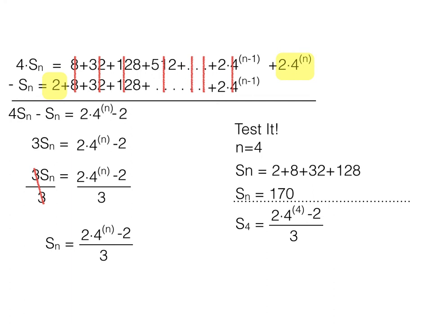So s sub 4, according to our formula, should be 2 times 4 to the 4th power minus 2, all divided by 3. Let's start simplifying and see what we get. 4 to the 4th power is 256. 2 times 256 is 512, minus 2 is 510, so we have 510 divided by 3, which indeed is 170. So that's it. It worked.